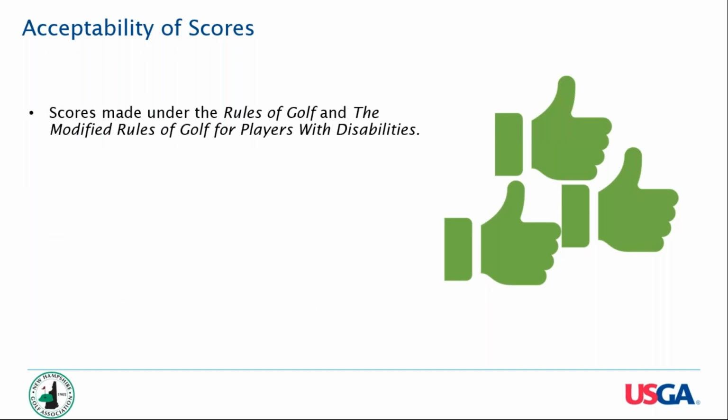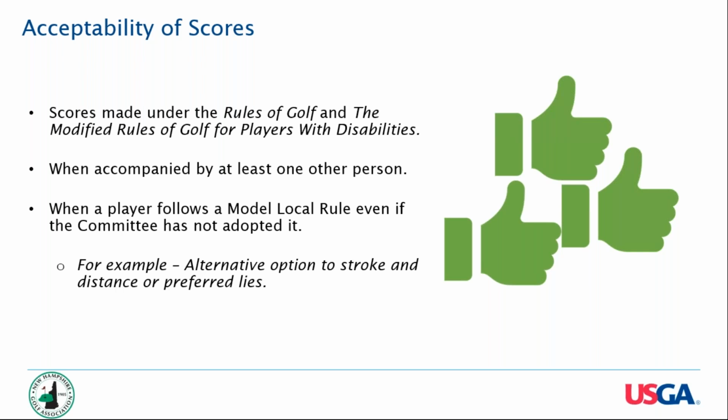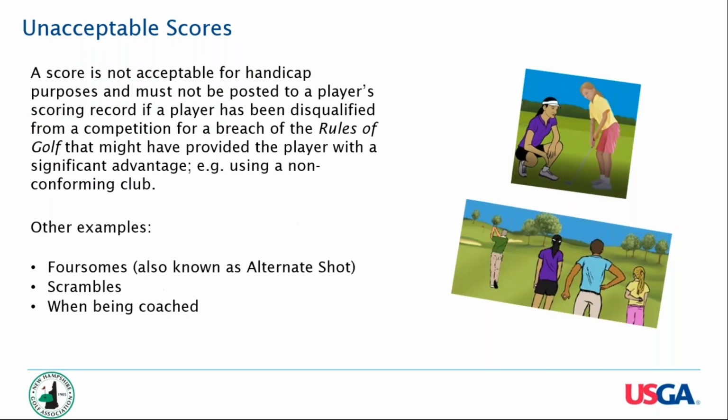And some more here. Scores made under the rules of golf and the modified rules of golf for players with disabilities. When accompanied by at least 1 other person. This isn't new, but it is something to keep reminding people that if they're going out there playing alone, they can't post a score. So they have to play with at least 1 other person. And when a player follows a model local rule, even if the committee has not adopted it, for example, the alternative option to stroke and distance or preferred lies.